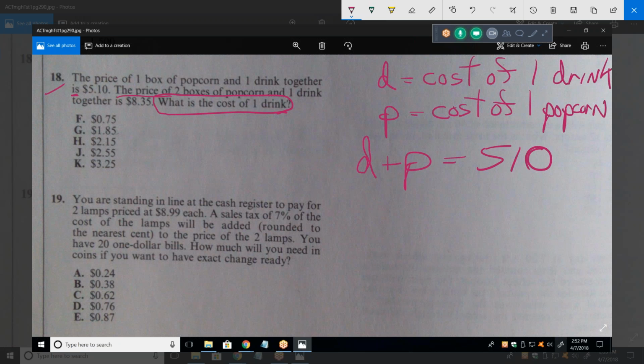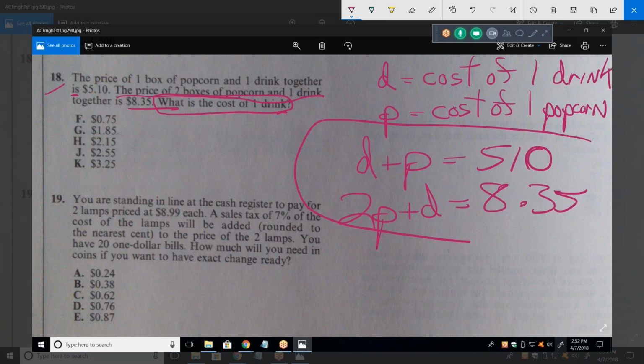Also, the price of two boxes of popcorn and one drink is $8.35. What equation is that? 2P plus D equals 835. Perfect. Now what you have is a system of equations. I didn't write it quite properly. I should have put the P there and the D there so that everything lined up. Okay?